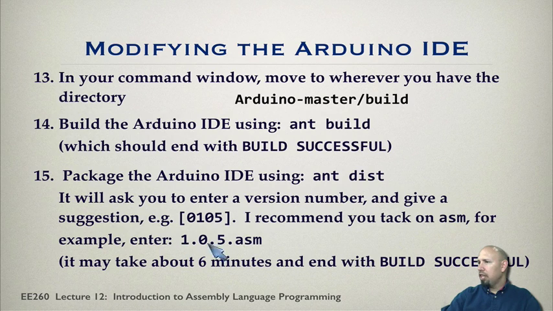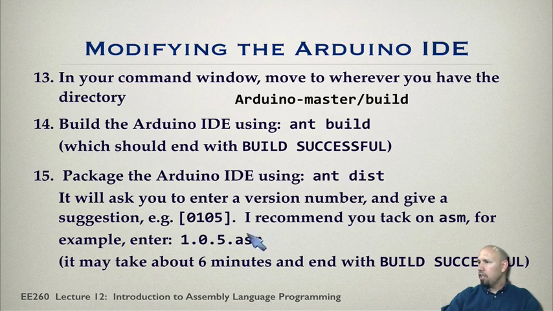So for example, you might enter 1.0.5.asm. The ASM is to help you remember that this is a build that includes the ability to do assembly language. You don't have to do it this way. You can just enter that number directly, 1.0.5, but I recommend that you do something like that. You want to use the build number according to whatever build you downloaded. So it'll recommend something for you.